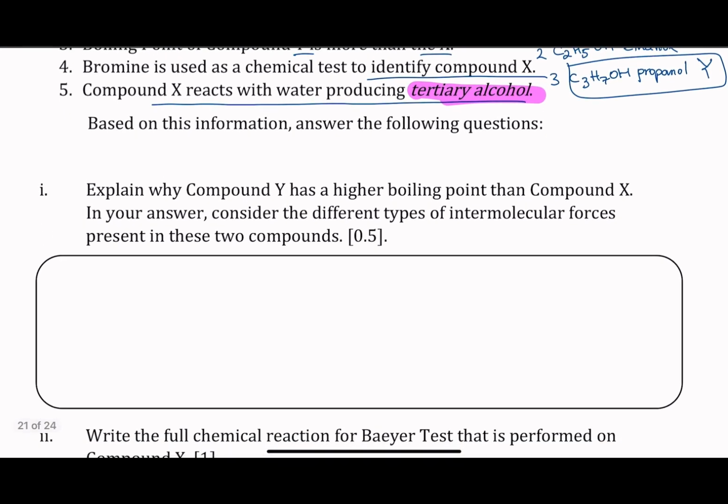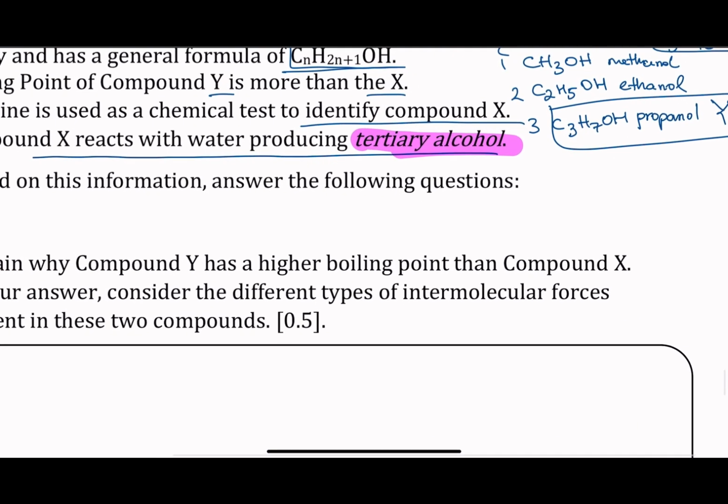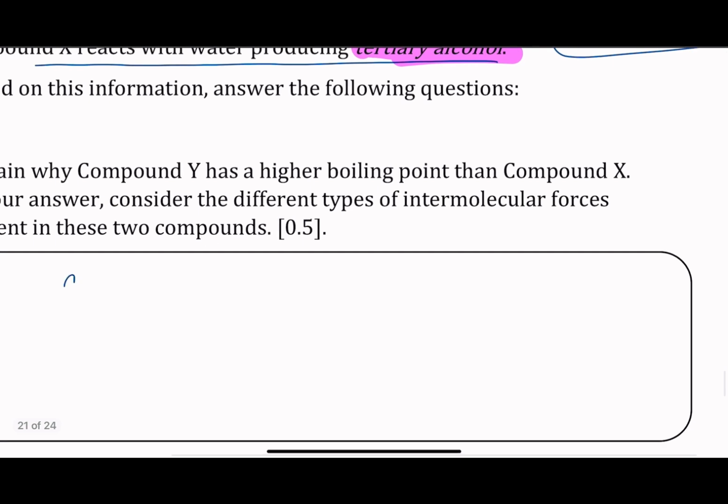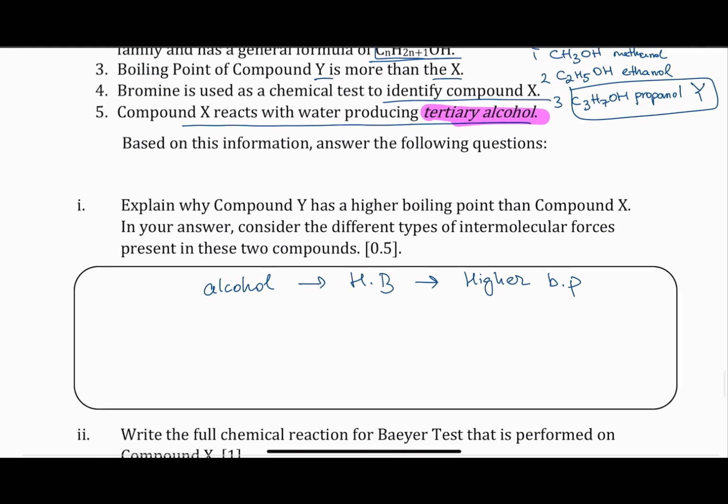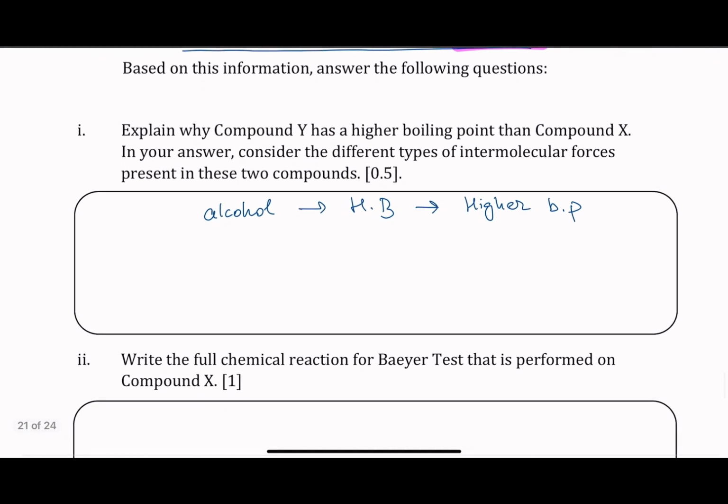Explain why compound Y has a higher boiling point than X. So this is our previous term question. We know that compound Y is an alcohol. Alcohols have hydrogen bonding, which is why they have a higher boiling point. This is basically that. If you mention any of these words, it is fine. We know that alkenes have other intermolecular forces such as van der Waals, but because hydrogen bonding is stronger than van der Waals, that's why compound Y will have a higher boiling point than X.